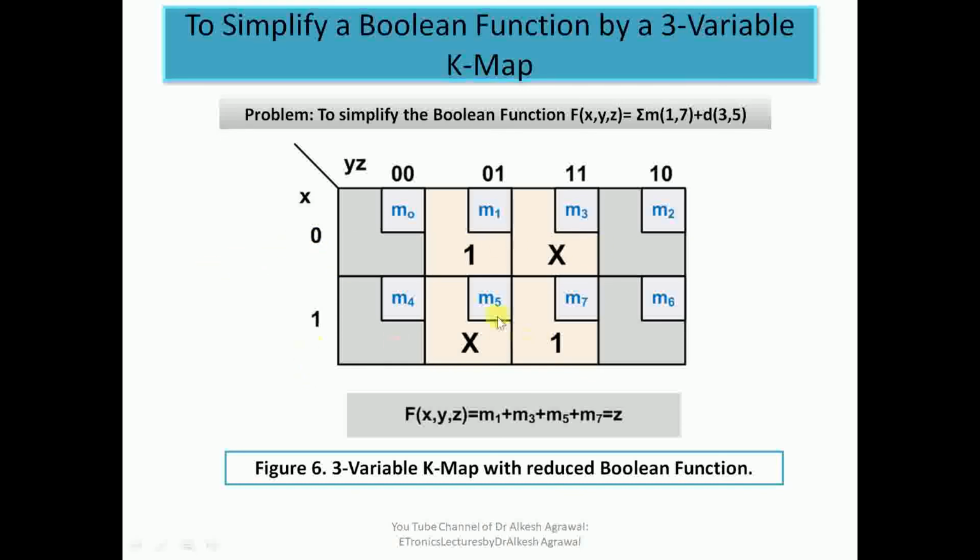So we have to concentrate on these rows where x is changing, so x will be eliminated. Now we concentrate on these two columns, for which y is changing from 0 to 1, z is fixed to 1, so final value comes out to be z.